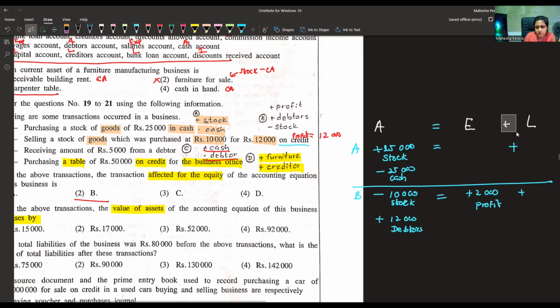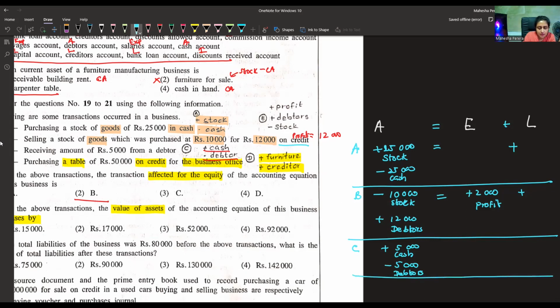Now, what about C? How do you write the impacts for C, son? C is receiving cash from debtors, 5,000. So what happens is we receive cash. Cash increases by 5,000 and debtors decrease by 5,000. Very easy. Debtors decrease, cash increases. That's C.